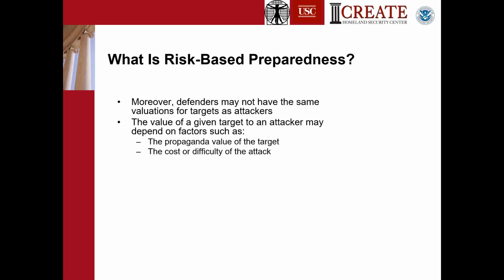In addition, defenders may not have the same target valuations as attackers. For example, we may care mainly about, say, preventing loss of life, preventing economic damage, etc., but attackers may care about the propaganda value of the target. For example, they may want a widely recognized target like, say, the Golden Gate Bridge or the Cinderella Castle at Disneyland, just because people around the world would recognize it, even if some other target might cause more damage.